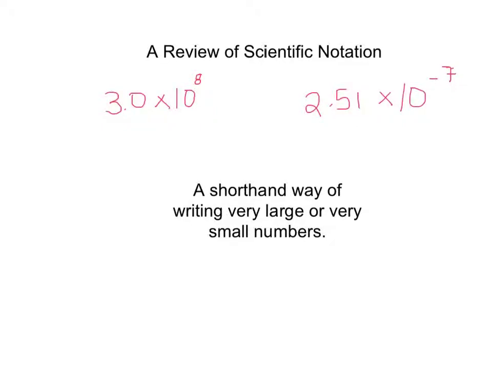Do you recall scientific notation? We're going to do a quick review. Remember that it is a shorthand way of writing very large or very small numbers. For example, 3.0 times 10 to the 8th would be a very large number, whereas 2.51 times 10 to the negative 7th would be a very small number.